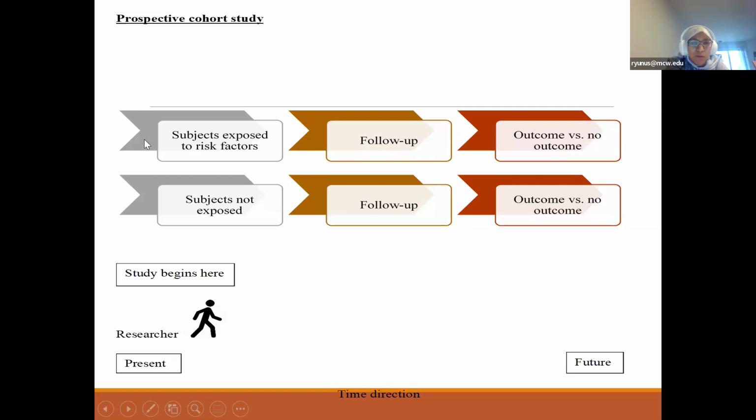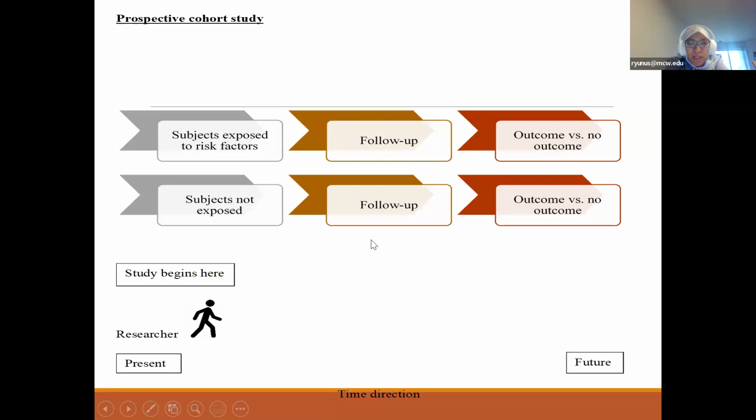So if you look here, you have two groups of people now, right? From your whole sample, they are categorized into subjects who are exposed to the risk factor. The second group are subjects who are not exposed. You follow them up, okay?